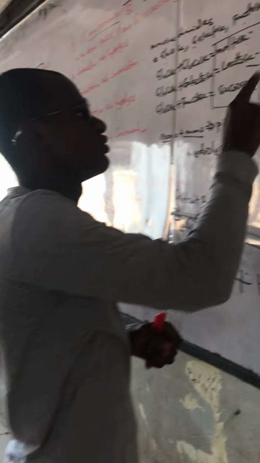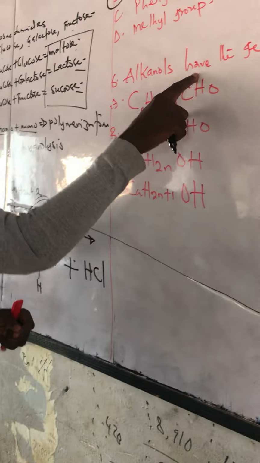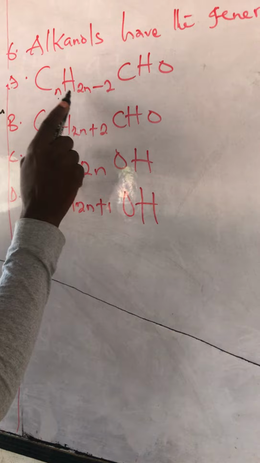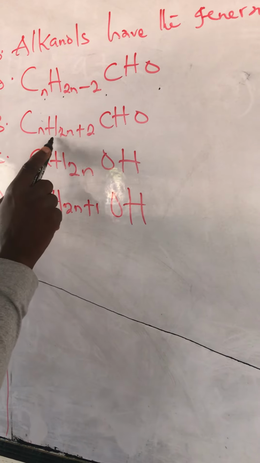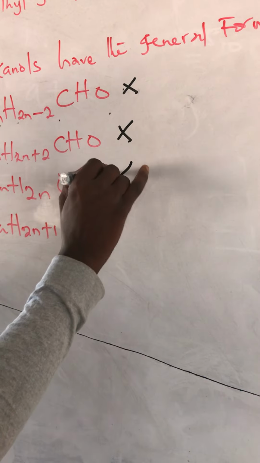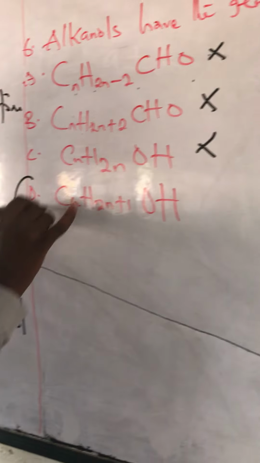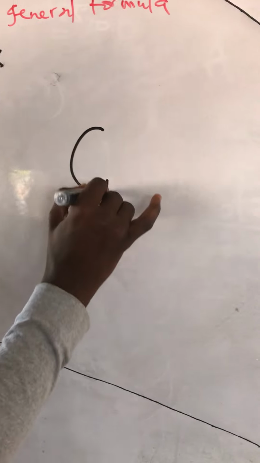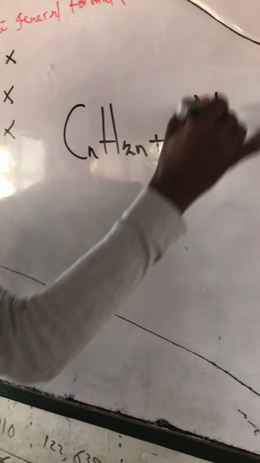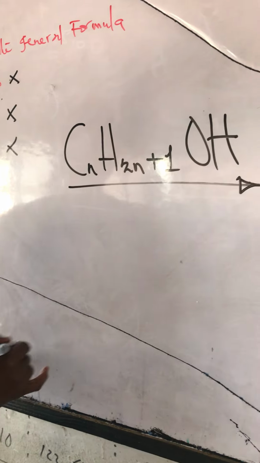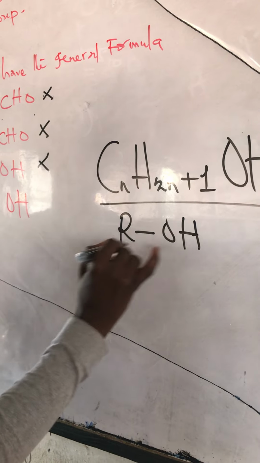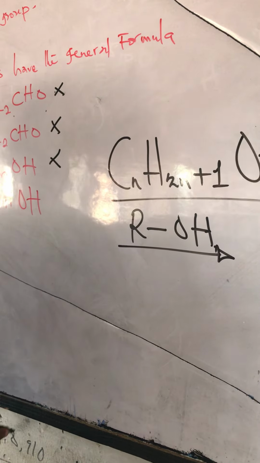And what is the hydroxyl compound? OH. Now, the last question. Alkanols have the general formula of, look at it, we've discussed it in question 1: CnH2n-2CHO, CnH2n+2CHO. All these options are wrong. The best option there is D, where we have our alkanol as CnH2n+1OH. So this is the general molecular formula for the alkanol, or we can have it to be ROH. Any one of it can be given.